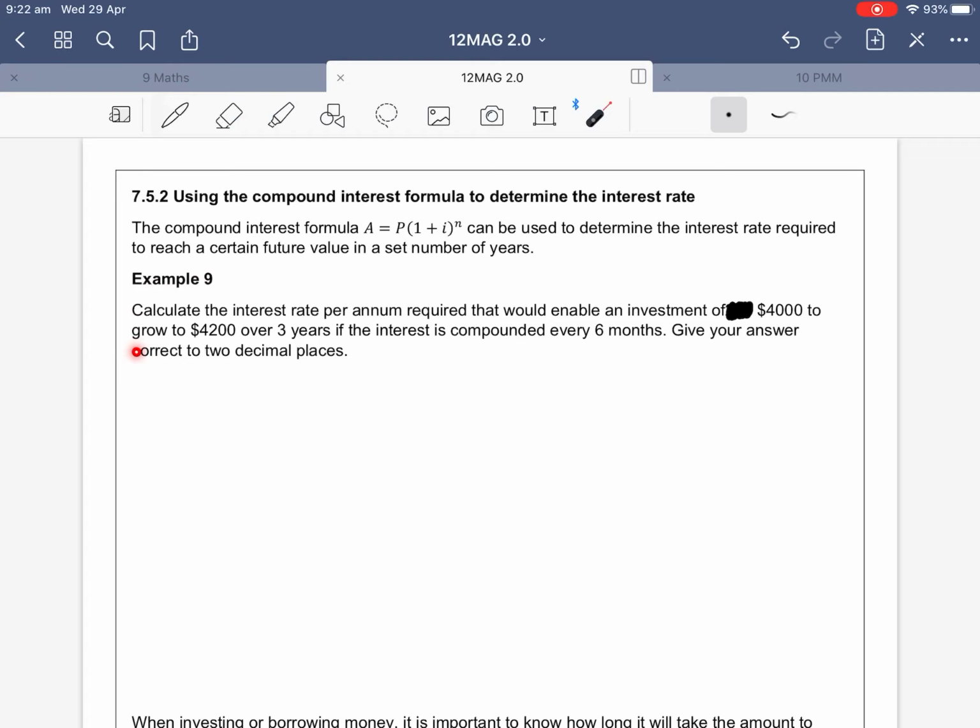Using the compound interest formula here, we're going to have a look at example 9. Calculate the interest rate per annum required that would enable an investment of $4,000 to grow to $4,200 over 3 years if the interest is compounded every 6 months. This is just a little bit different to 7.4 in that now we're looking for I rather than looking for A.